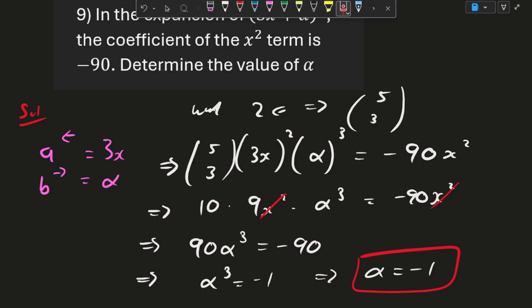We will later learn that there are technically two other possible answers to this, but for right now you can take alpha is negative 1 if we cube root both sides. That's how I managed to get that result.